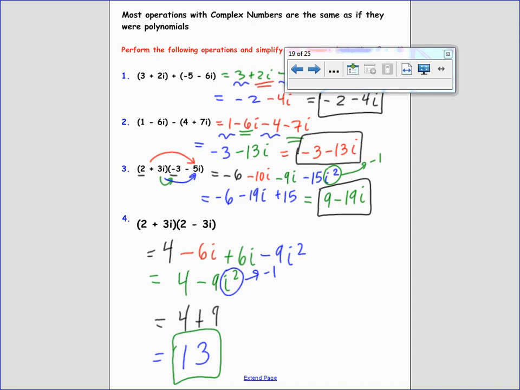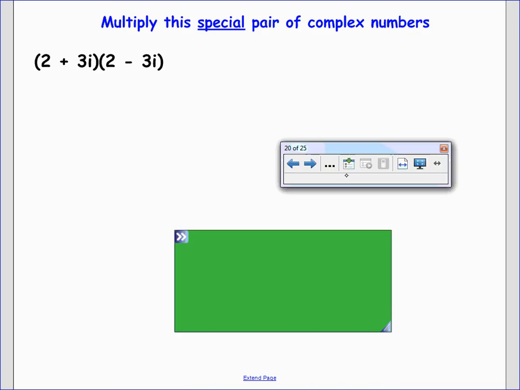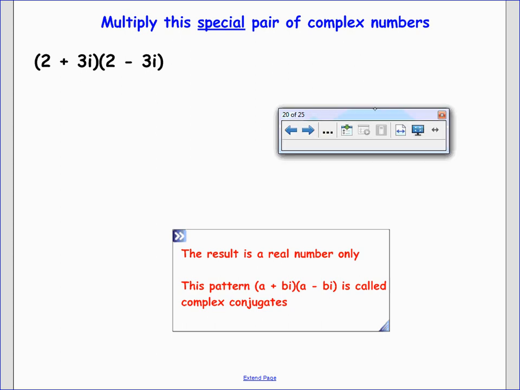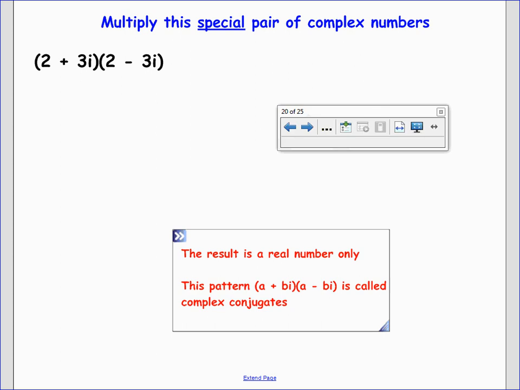Again, this gives us some insight as to why we need to be able to work with imaginary component complex numbers, because sometimes the solutions to real-world problems involve complex numbers with imaginary components, and the results end up being real. If we multiply that special pair together, we got a real number. So the result was a real number only. This pattern of multiplying a plus bi times a minus bi is called complex conjugates.